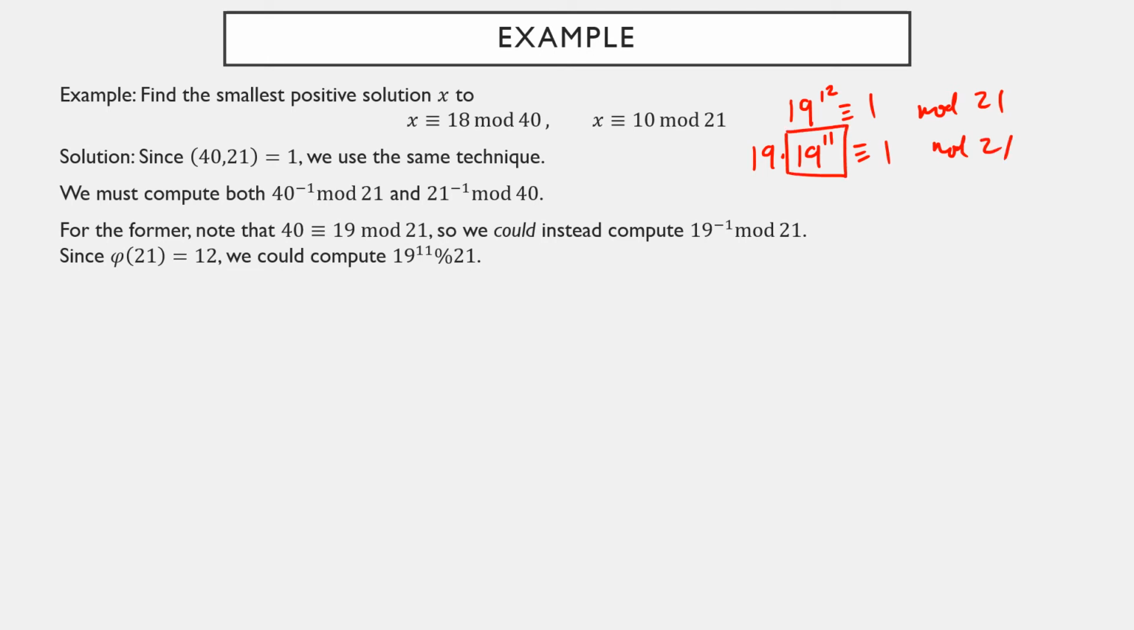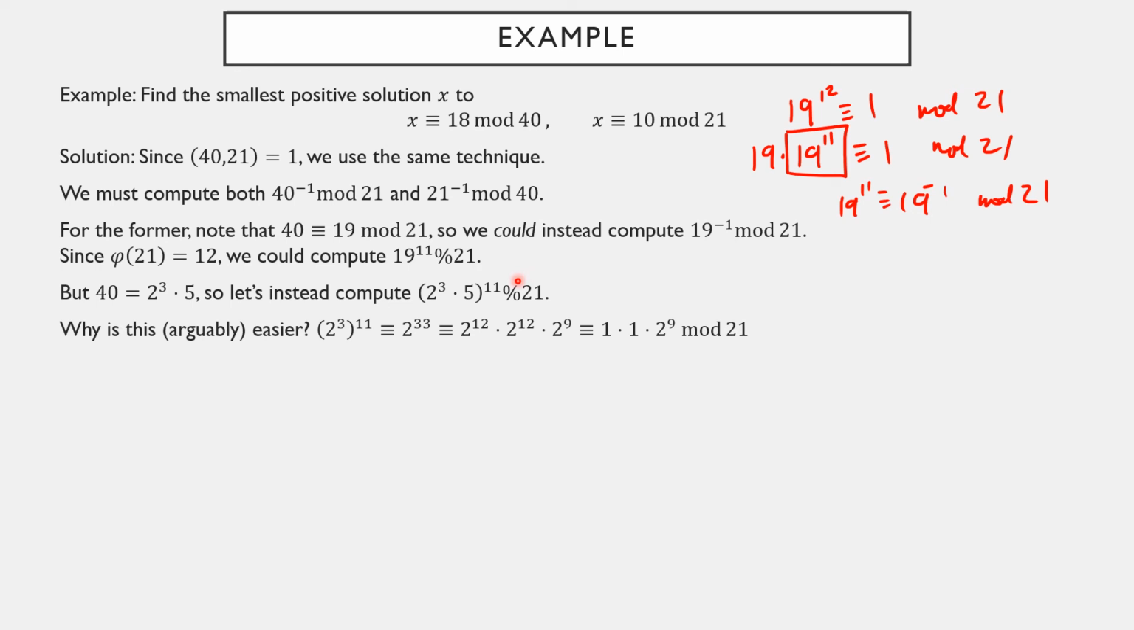So this number right here is equivalent to 19 inverse mod 21. So we could compute 19 to the 11th mod 21. What will be easier, in fact, however, is to rely on the fact that 40 is 2 cubed times 5. So instead, let's find 2 cubed times 5 to the 11th mod 21. Why is this actually a little bit easier? Exponents distribute, so 2 to the 3rd to the 11th would just be 2 to the 33rd.